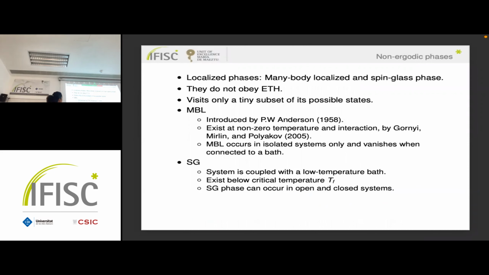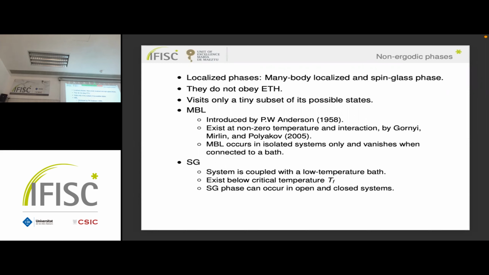Okay, so non-ergodic phases are basically MBL and spin glass, and they do not obey the eigenstate thermalization hypothesis. MBL was introduced in 1958 by Anderson, who described the behavior of disordered non-interacting many particle systems. The basic idea was that if particles are living on a rugged energy landscape, any change in the arrangement of the particles will change the energy of the system, which is not possible as the energy is conserved.